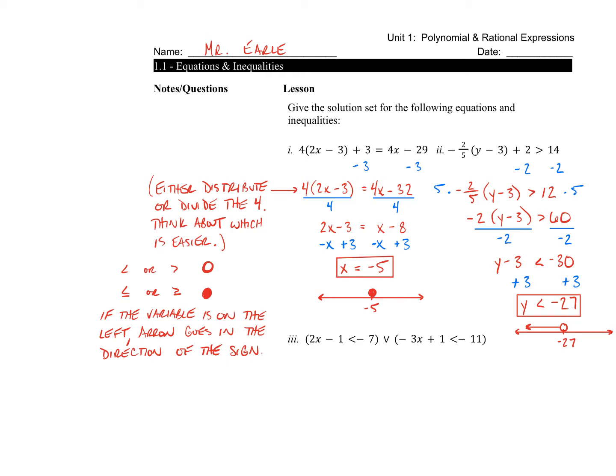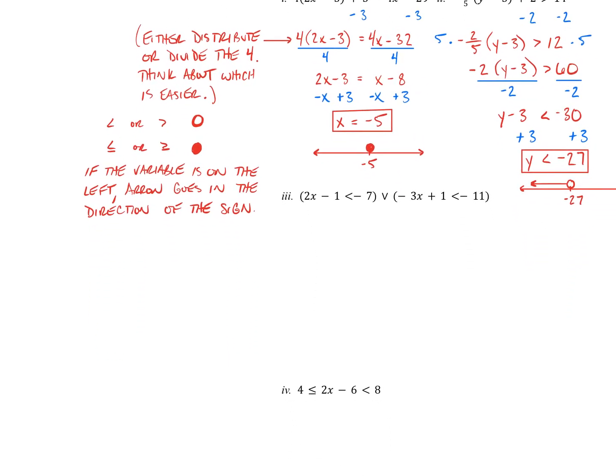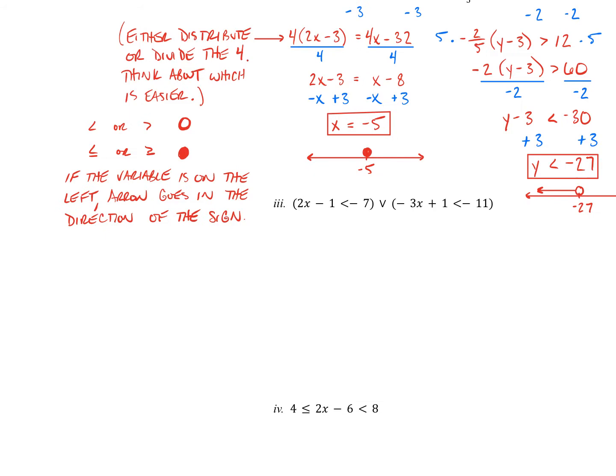Okay, so we're talking about example 3 here. This is a situation that has two inequalities baked into it. We've got one inequality here that says 2x minus 1 is less than negative 7. That's the first inequality. Then we've got this other inequality, negative 3x plus 1 is less than negative 11, and they're attached with this symbol here. What this symbol means is basically the word or.